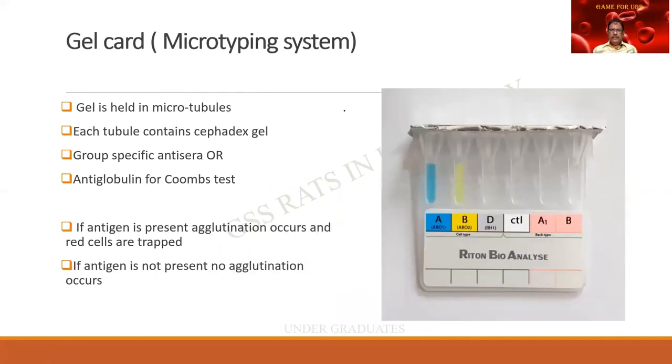The third method will be the gel card method. The next picture also I'll be showing, so don't get worried. The gel is filled in microtubules, and each tubule will contain what is called as a Sephadex gel. And there will be the group specific antisera, or it can be used for the Coombs test as well. And this is the gel pack that is present for the agglutination. So what happens if the antigen is present? Agglutination occurs. If there is no antigen, no agglutination occurs. If you people can write this much, it is more than enough.